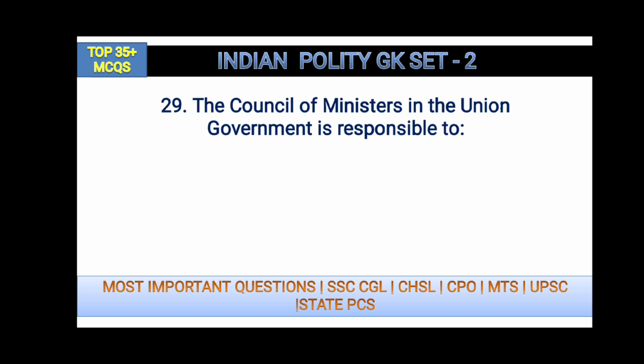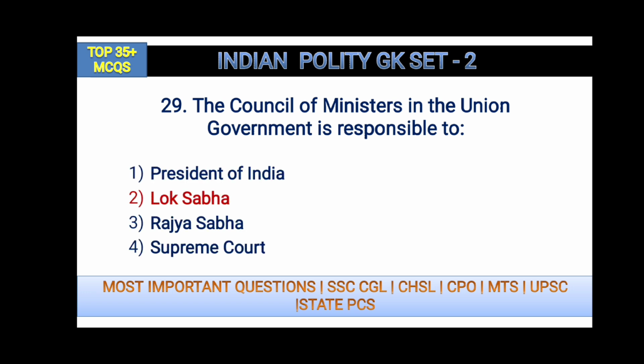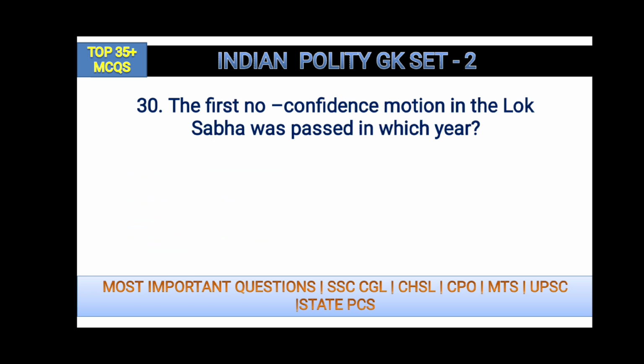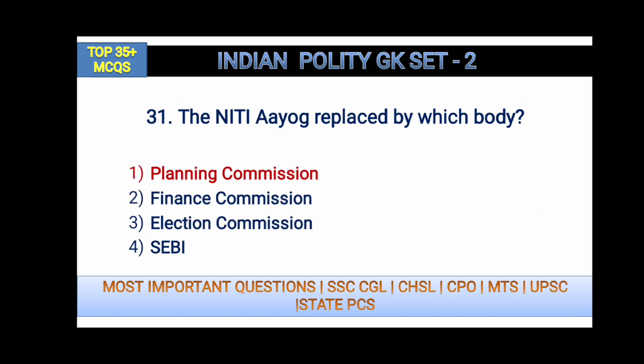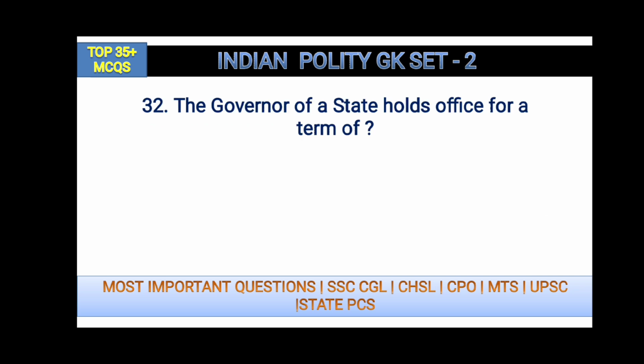The Council of Ministers in the Union Government is responsible to Lok Sabha. The first no confidence motion in the Lok Sabha was moved in which year? It is option number 1, 1963. The Niti Aayog replaced which body? Niti Aayog replaced the Planning Commission. The governor of a state holds office for a term of how many years? It is 5 years, option number 3.